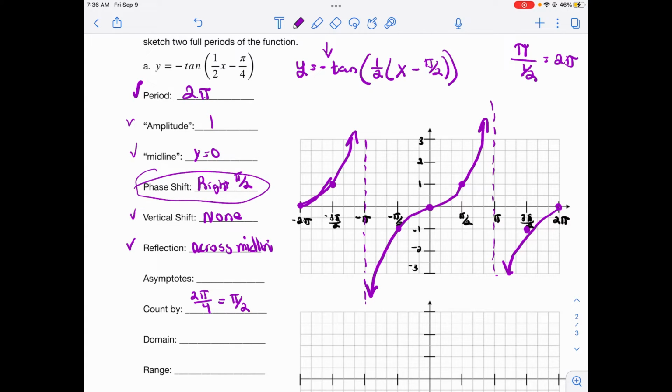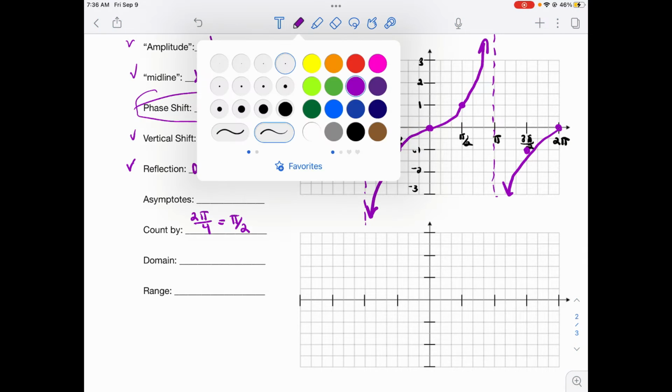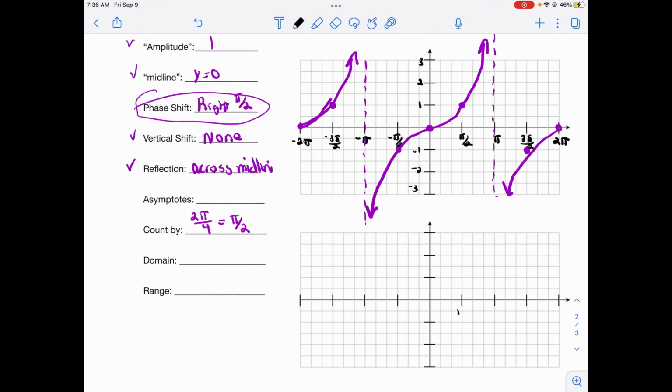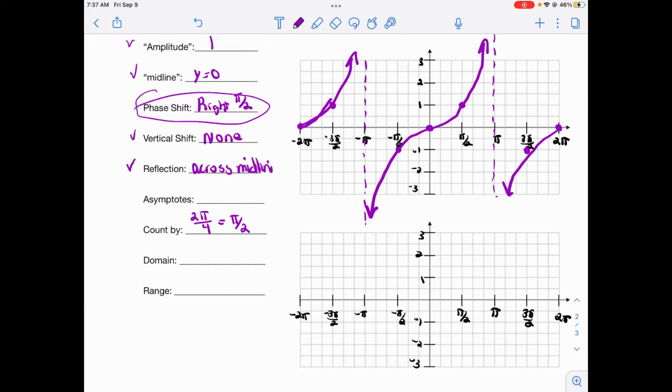Okay, so I'm going to take this middle one, the one that you kind of fully see, and I'm going to do our shift right. And what I usually do to shift these right is I start with my asymptotes. If I shift my asymptotes, then I can remember the pattern. Okay, so I'm going to take this negative pi asymptote, and I'm going to shift it to the right pi over 2. So that means it's now here.